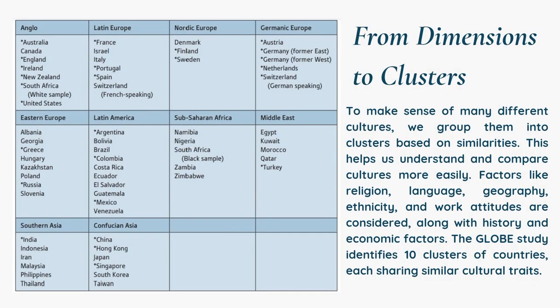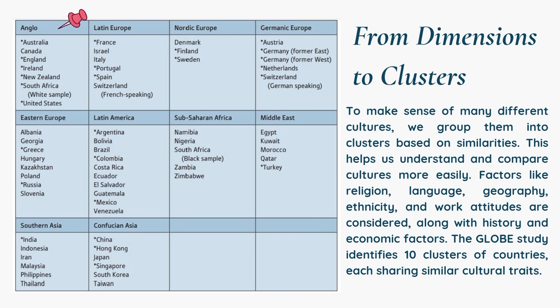To make sense of many different cultures, the GLOBE study grouped them into clusters based on similarities. This helps us understand and compare cultures more easily. Factors like religion, language, geography, ethnicity, and work attitudes are considered, along with history and economic factors. The GLOBE study identifies 10 clusters of countries, each sharing similar cultural traits.